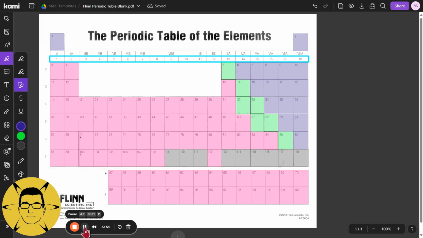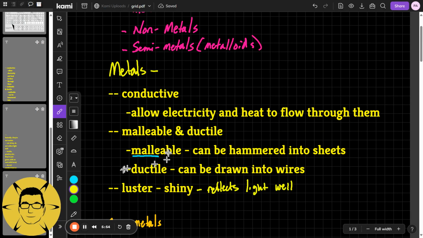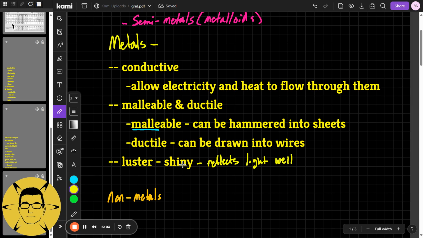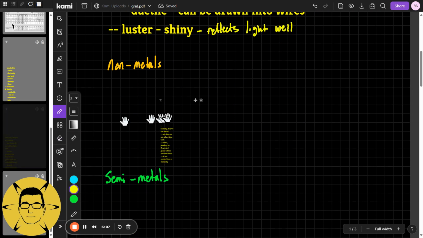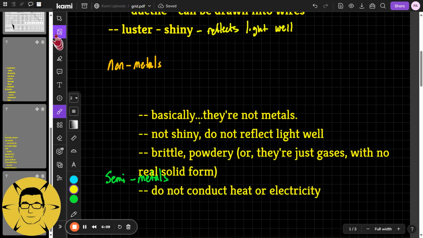So we will pause here while you guys color. Okay, so those are metals. Those pink regions are metals. They all have these properties. On the other side, so that was the left side of the periodic table. On the right side of the periodic table, we have our nonmetals, and our nonmetals have these properties.